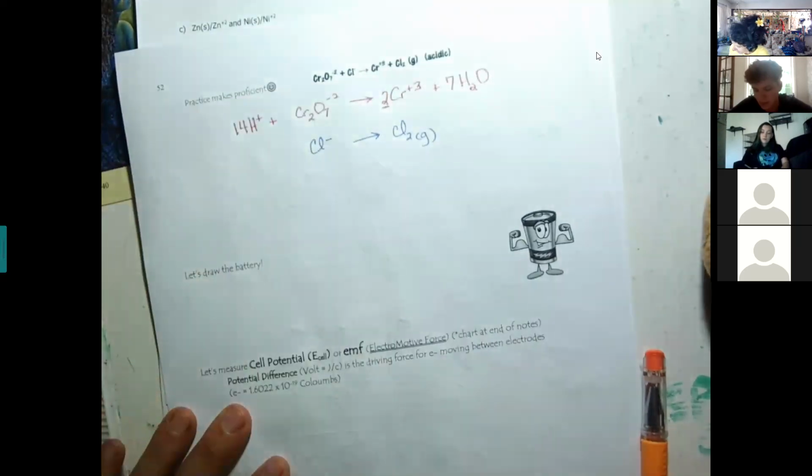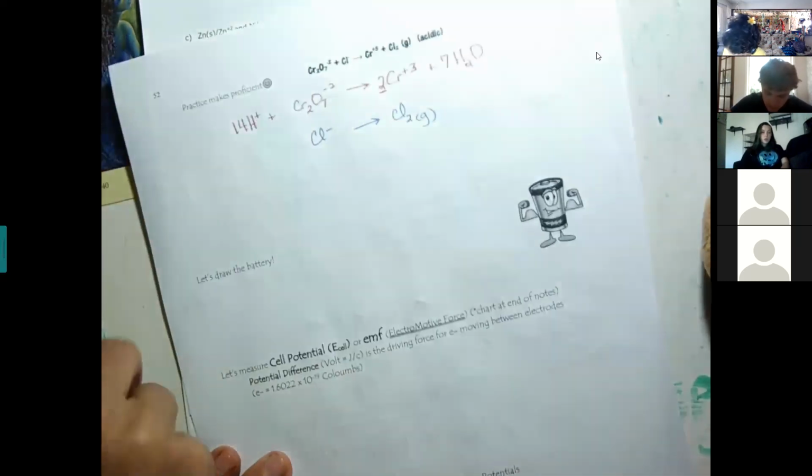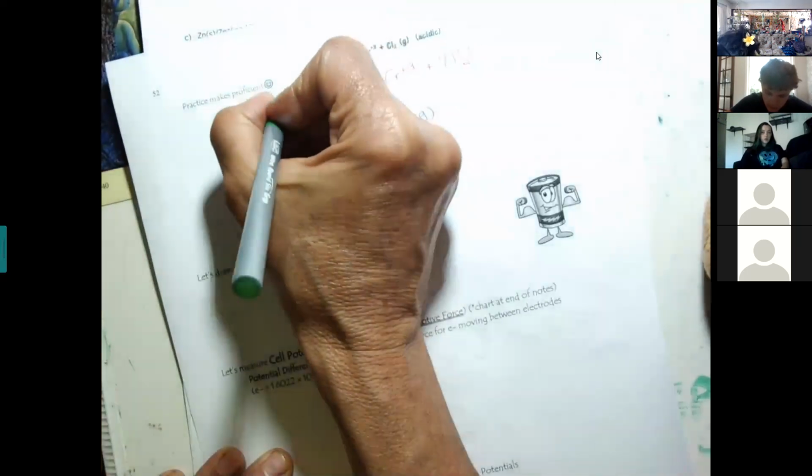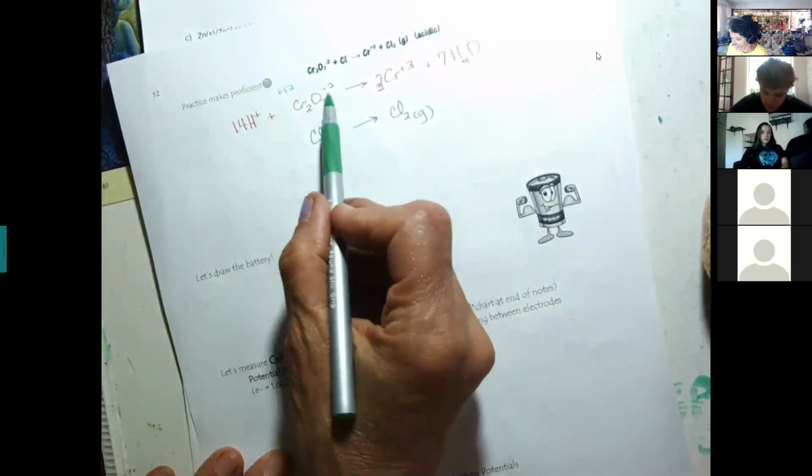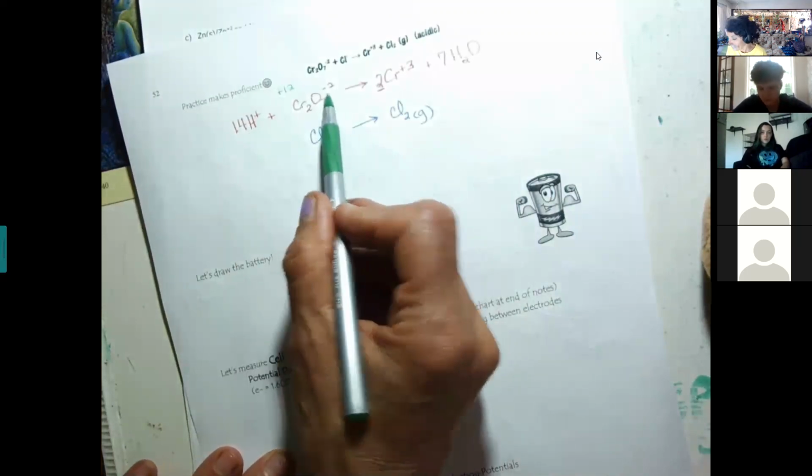Over here, oh, let's see if the orange works. That won't show up. We'll do it in purple. We'll do it in green. I have a plus 12, a plus 14, and a minus 2. Over here, I have 2 times 3, so I have a plus 6. And the difference between the 6 and the 12 is 6.